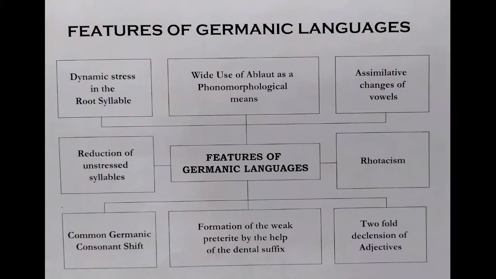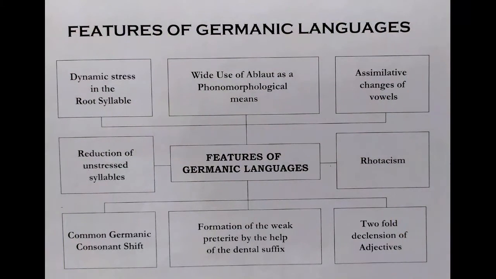Next feature, rhotacism. Rhotacism is the change of s to z and to r. It's the result of Werner's law, about which we spoke earlier. Common Germanic consonant shift is Grimm's law. We saw three statements of Grimm's law. That's called common Germanic consonant shift because it's observed in all Germanic languages.